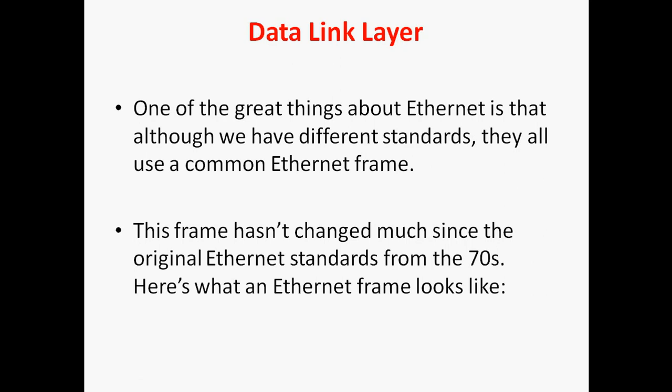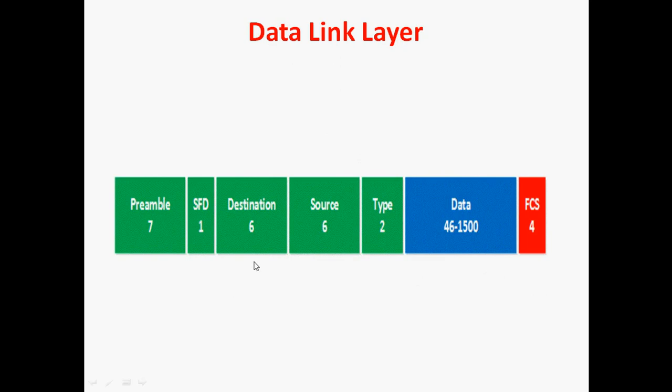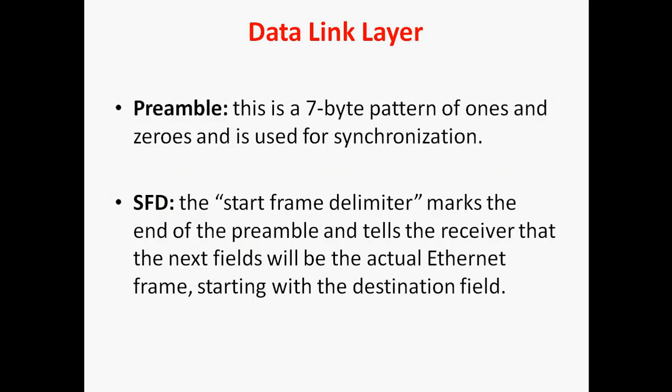Here's what an Ethernet frame looks like. This is the Ethernet frame header, and the fields marked in green are the Ethernet header. First we can see the preamble. This is a 7-byte pattern of ones and zeros used for synchronization. The next field is the SFD, the start frame delimiter. It marks the end of the preamble and tells the receiver that the next field will be the actual Ethernet frame, starting with the destination field.